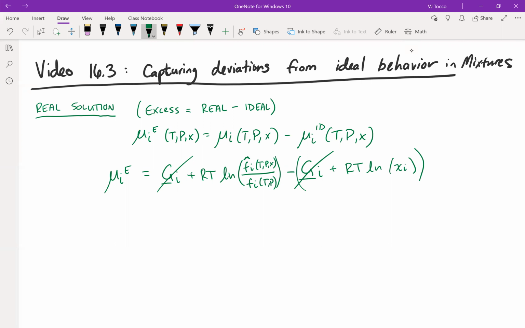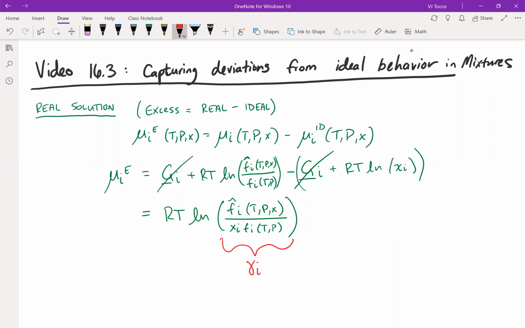Again, the property of logarithms is that when you subtract two logarithm terms, you can put one over the other. So this x_i can go into the denominator. I can simplify this by saying RT ln of the mixture fugacity of component i as a function of T, p, and x, over x_i f_i as a function of T and P. And in order to simplify this, this is what we are going to define as our activity coefficient, gamma_i. This is something that I introduced in Monday's video, and this is showing you where it comes from. We define f-hat_i(T, p, x) over x_i f_i equals gamma_i, the activity coefficient.